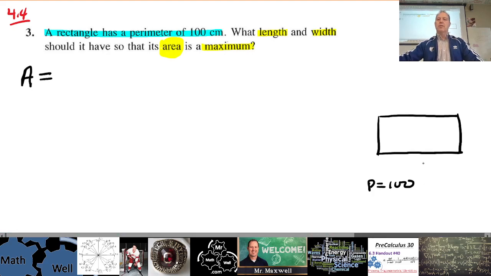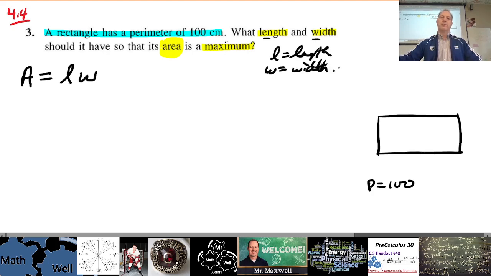comes from, when we're trying to find the area of a rectangle, I'll do L here, length, times width. Okay, so we've got length, L is length, W is width. So on a rectangle, I have, let's do length as the longest one, and width is the shortest one.